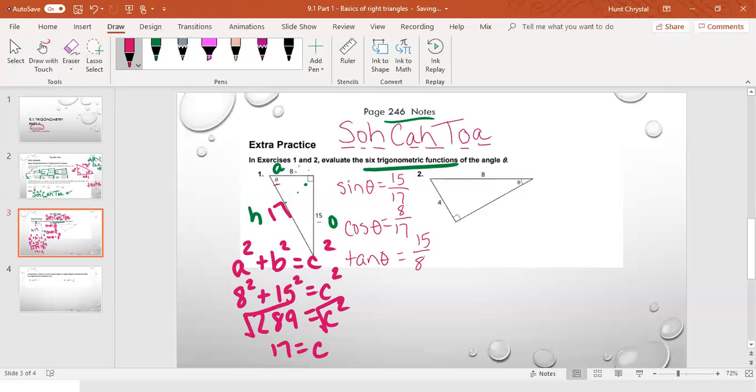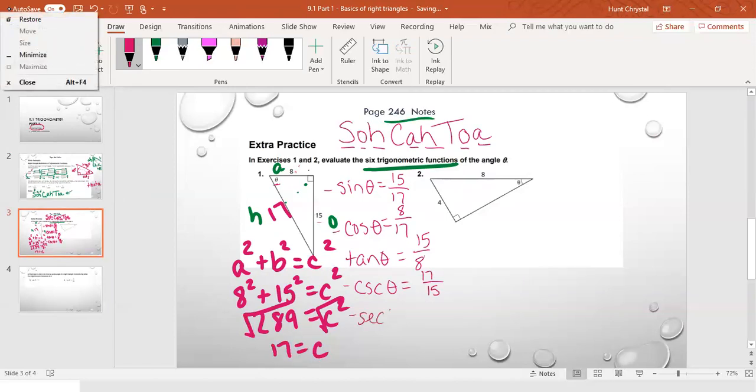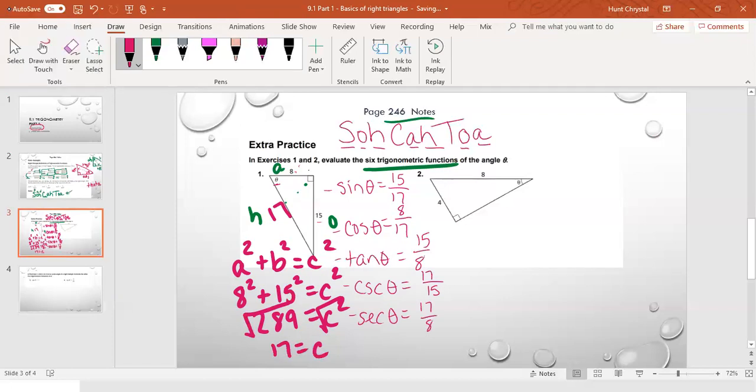Okay, so now we need all the other 3, which are the cofunctions. The cofunction to sine is called cosecant, and that is just the flip. So if this was opposite over hypotenuse, then the cosecant is going to be hypotenuse over opposite. So that will be 17 over 15. The cofunction for cosine is actually secant. And so secant will be 17 over 8, looks like. And then the cofunction for tangent is what's called cotangent. And that will be 8 over 15. Okay.